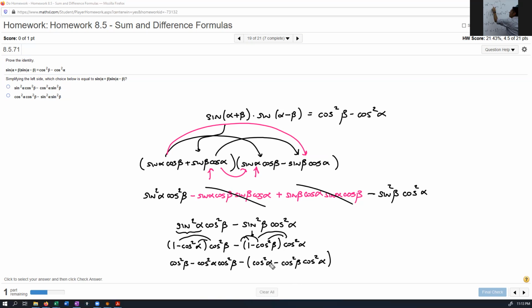And now distribute the negative sign through. So we will get cosine squared beta minus cosine squared alpha cosine squared beta. That's the first two. Distribute the minus, so we get minus cosine squared alpha plus cosine squared beta cosine squared alpha. And I believe this and this cancel, which leaves you with cosine squared beta minus cosine squared alpha, which is this. Seems like there maybe would have been an easier way there, but it worked. So I'm happy.